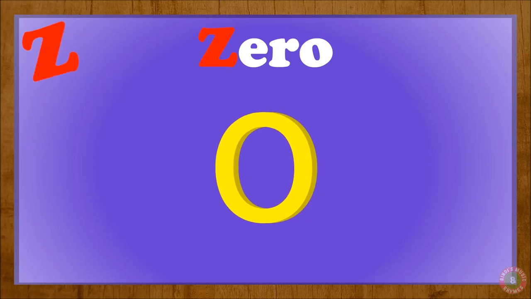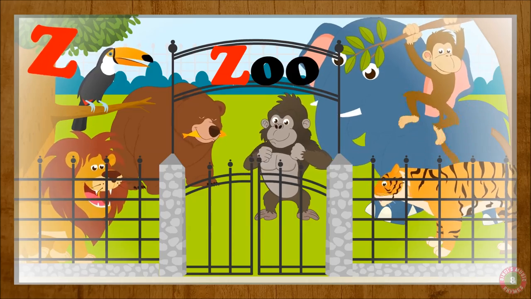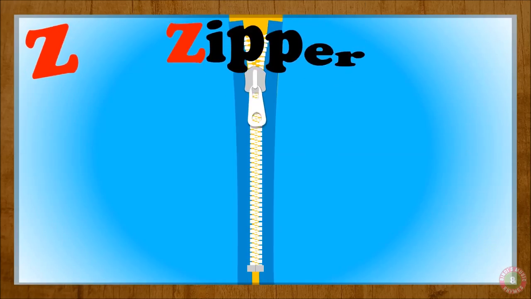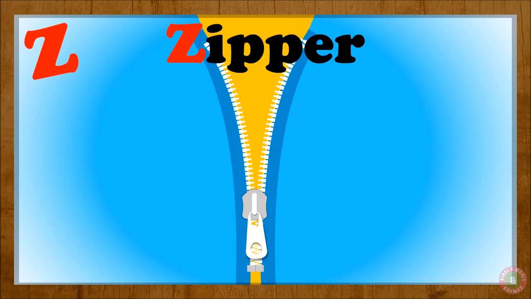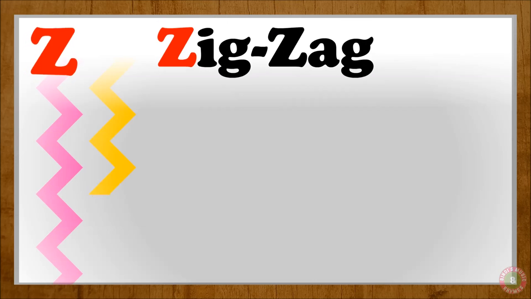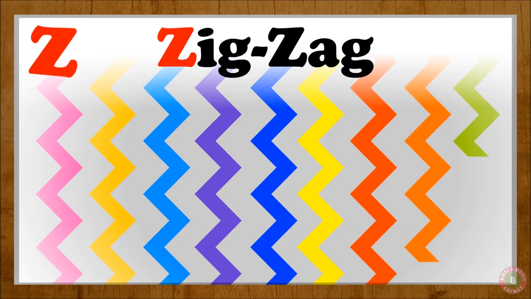Zero. Z for zoo. Zoo. Z for zipper. Zipper. Z for zigzag. Zigzag.